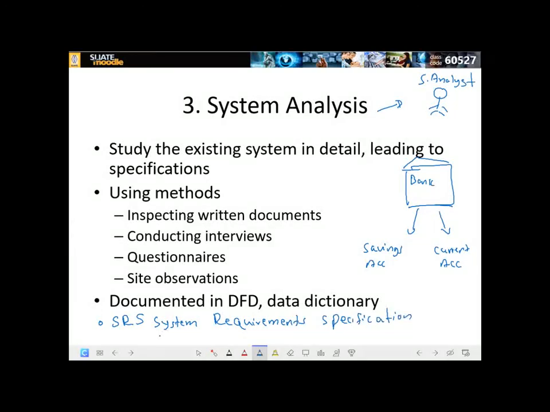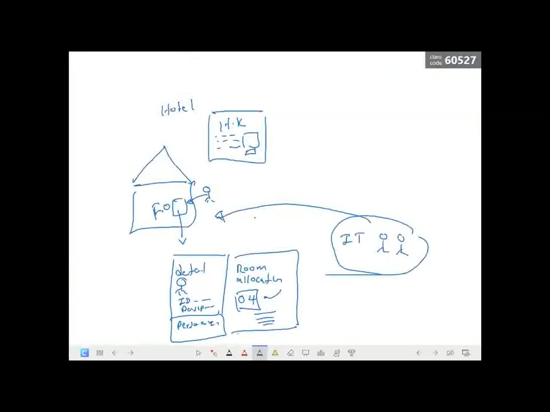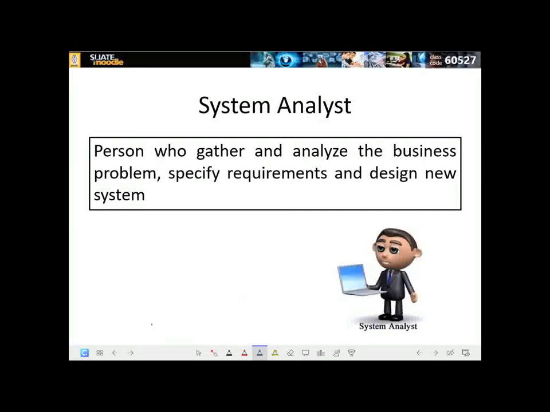In short, most of the time it's called SRS. This one is created by the system analyst after getting all the details of the system. A system analyst is a person who gathers and analyzes the business problem, specifies requirements and designs a new system. So that's a system analyst.